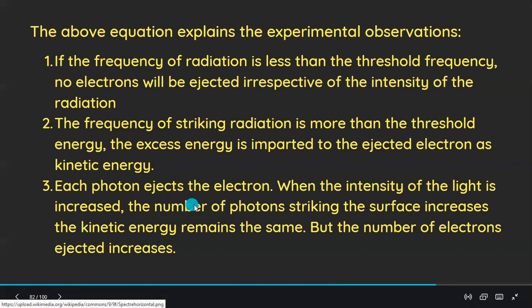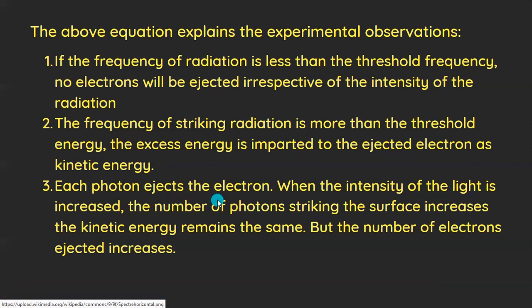The next one is each photon ejects an electron. So for the number of electrons to increase, the intensity of the radiation has to be increased. When there is an increase in intensity of radiation, then the number of electrons increases. So intensity dictates the number of electrons, frequency dictates the energy or the kinetic energy of the electrons.